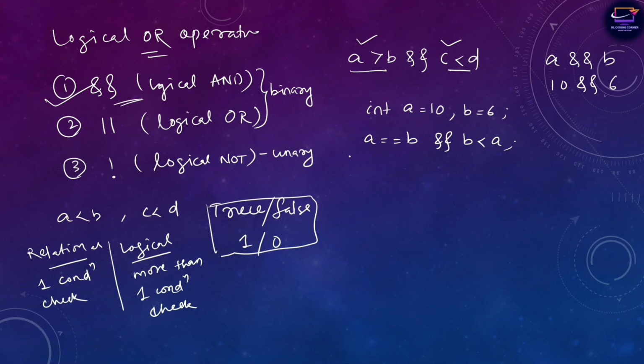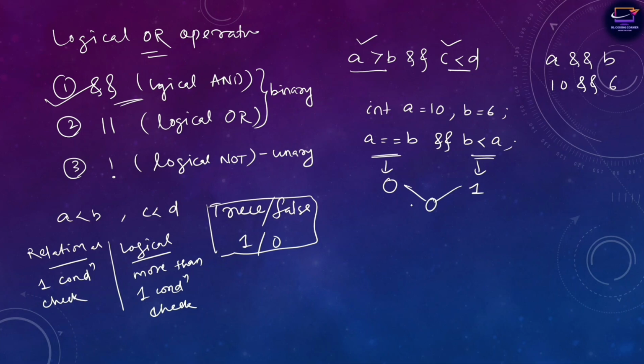Either 0 or 1. a equals b: a is 10, b is 6. So is 10 equal to 6? No. So it will give 0. Next condition, b less than a, b is 6, a is 10. So is 6 less than 10? Yes, it is true. So it will give 1, right? Now 0 and 1, so the output will be 0.